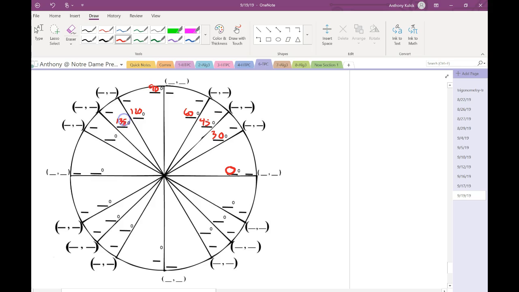120, 135, 150, 180, 210, 225, 240, 270, 300, 315, 330. That's 240, sorry, 225. So the pattern that you should be seeing is the skinny slices of the pizza are 15 degrees, and the bigger slices are 30 degrees. Okay with that idea? So our big slices are 30-degree slices, and the skinny slices are 15-degree slices.